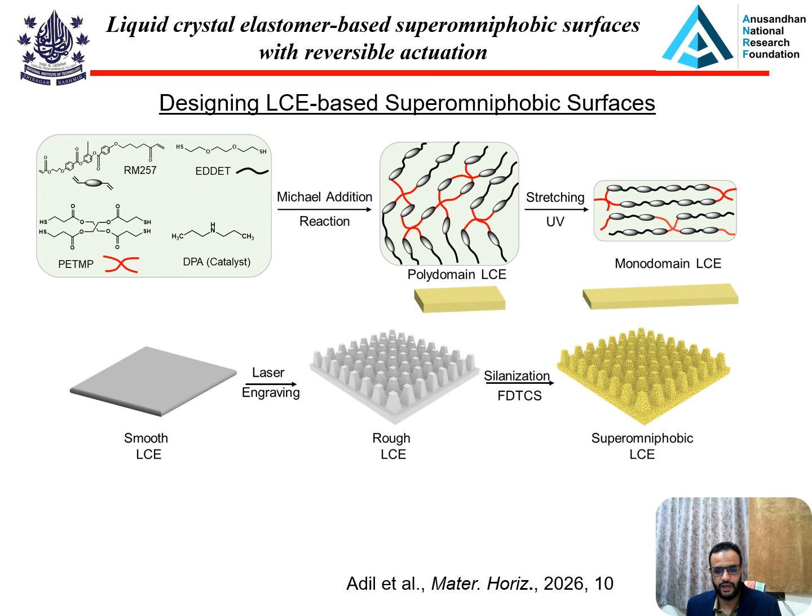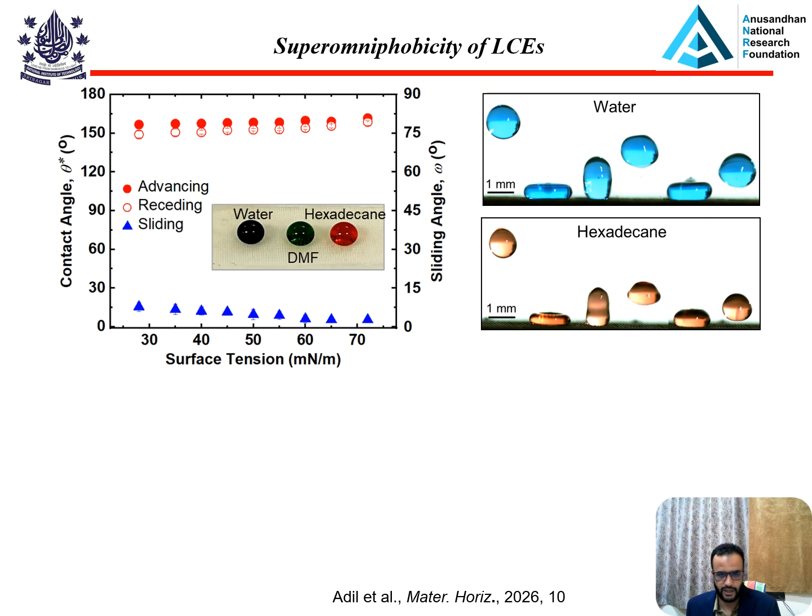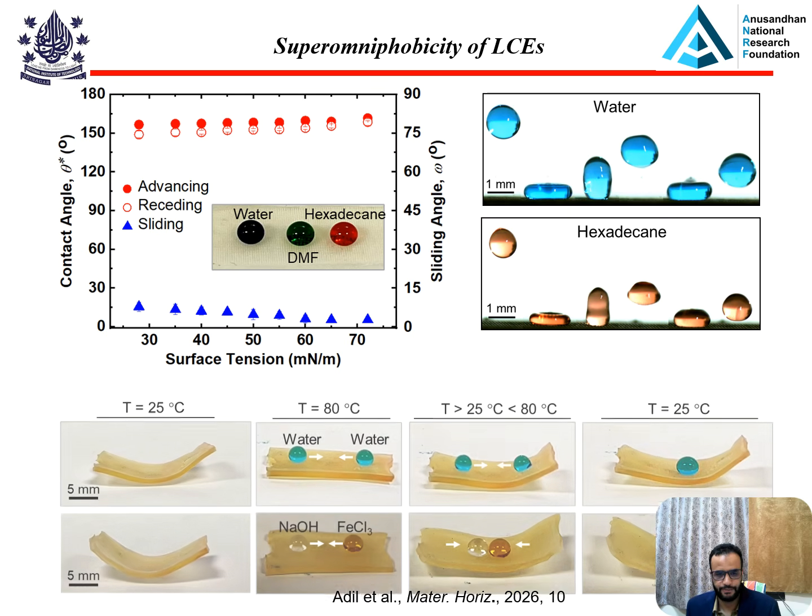In addition to that, we have also designed liquid crystal based super omniphobic surfaces, which have a reversible metamorphic property. That means it changes its shape in presence of heat, but at the same time it is super omniphobic in nature. Here we can see this liquid crystal elastomer based super omniphobic surface repels both water as well as the low surface tension liquid, which is hexadecane.